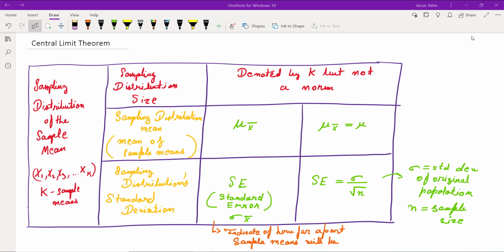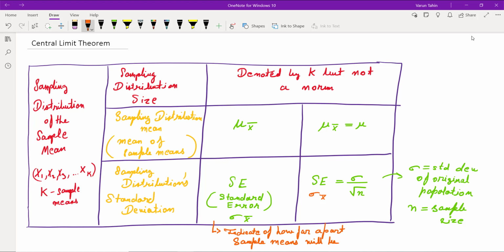Now let's look at some of the formulas related to sampling distribution. So as we know that mean of sampling distribution is denoted by mu of x bar, and as number of samples increase it will be approximated to the mean of the population. Now there is something called sampling distribution standard deviation, which is also the standard error, and this indicates how far apart sampling means will be, and this is denoted by sigma x bar and calculated as such: standard deviation of original population divided by square root of the sample size.